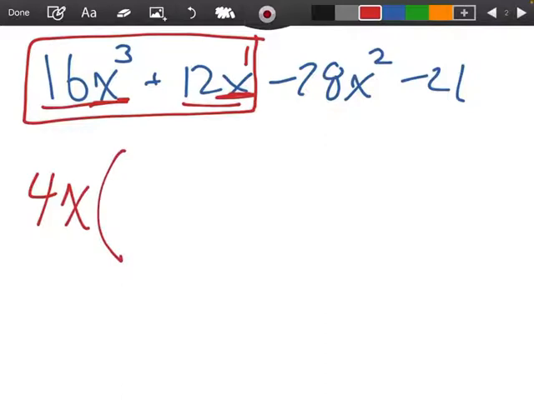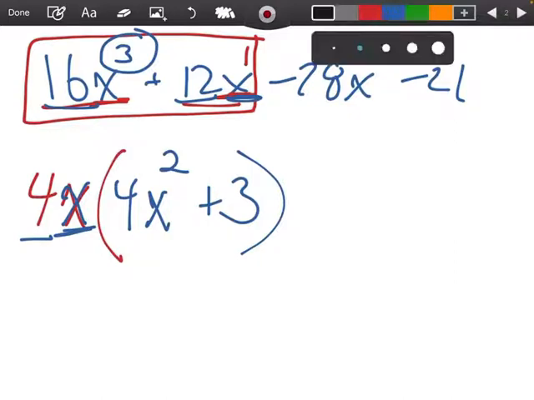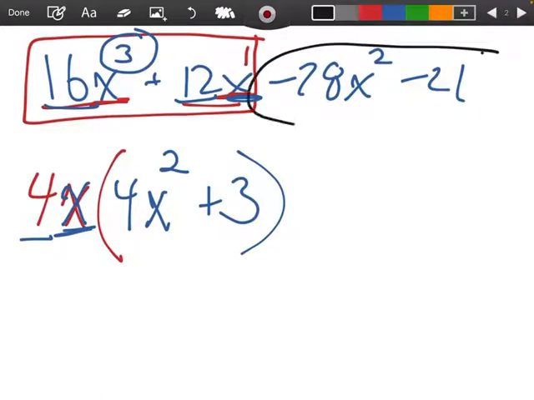Okay, now let me show you what I'm doing next. I'm saying 4 goes into 16 4 times. I used to have 3 x's, but we took away one of them, so I'm still left with 2. Okay, 4 goes into 12 3 times. I had 1 x, but we took it out, so we don't have any more x's over there. Okay, now the next part, I'm going to group these two.